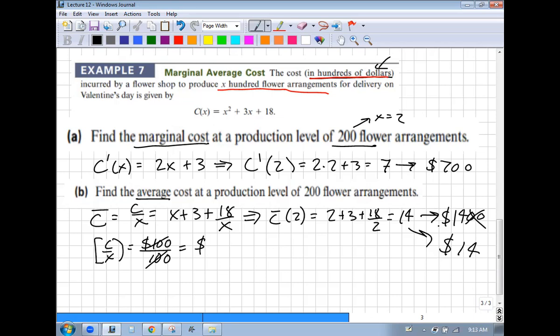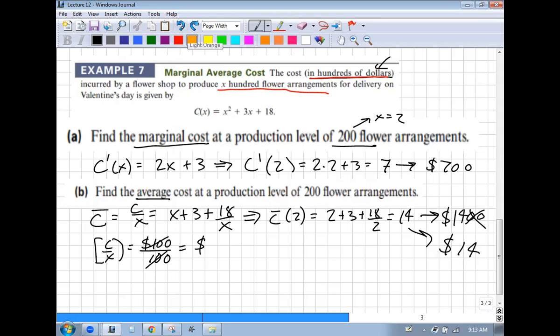Why we don't want to take this to 1400? Because it's hundreds over hundreds, so those hundreds cancel out. So we don't want to do that here. It's C over X, right? Here's C, right? If I divide everything by X, X squared over X is that, 3X over X is that, and then 18 over X. Does that make sense?